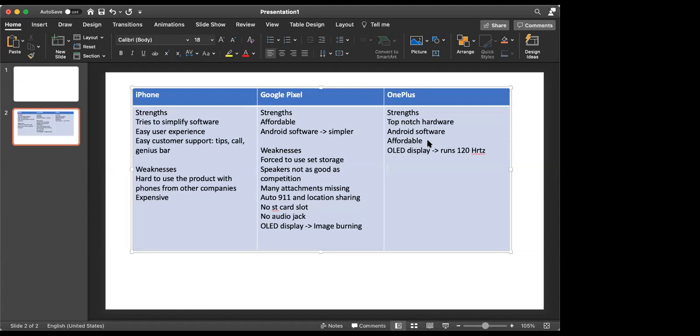Okay. Good. Okay. What are the weaknesses of the OnePlus? Oh, let's have a different speaker.